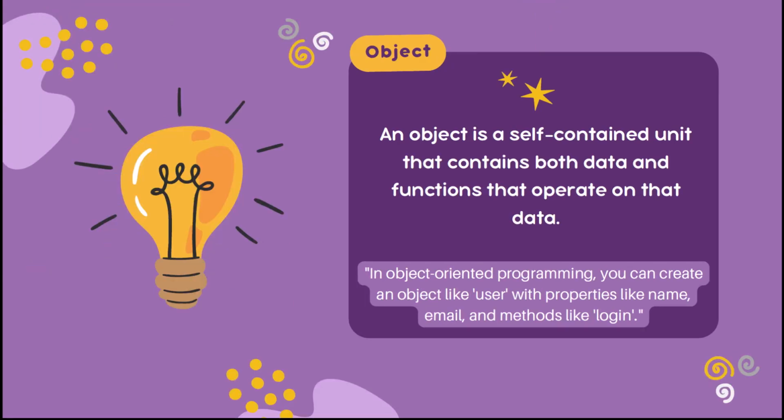Object. An object is a self-contained unit that contains both data and functions that operate on that data. Example. In object-oriented programming, you can create an object like user with properties like name, email, and methods like login.